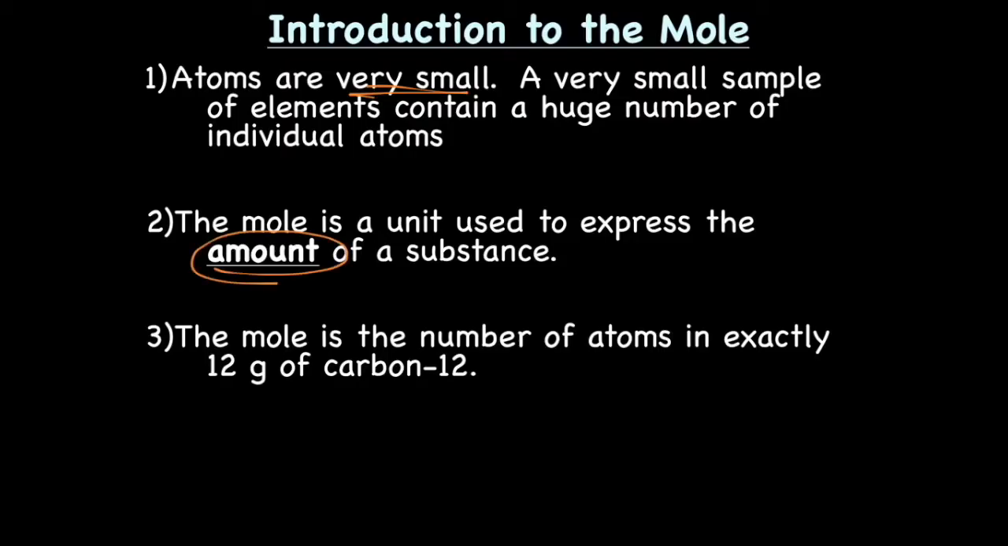Okay, so a number. For example, a dozen. A dozen is an amount unit. What does a dozen mean? A dozen means 12. A mole is similar to that. It's an actual amount. We'll get to the amount in a minute. And then for history's sake, the mole is the number of atoms in exactly 12 grams of carbon. That is where the number relating to a mole came from.